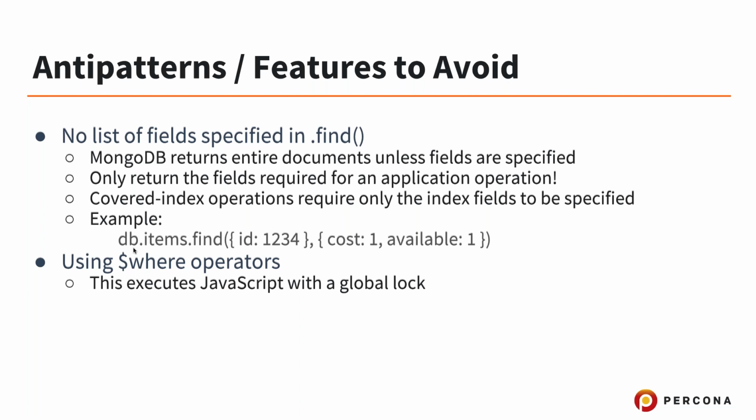In my example here, I'm specifying I want ID 1234. In the second braces, I have cost 1, available 1, which means I'm going to get 3 fields back, not 2, because the underscore ID field will be returned because that's the default index field that I mentioned earlier. You could say underscore ID 0 to get rid of it, and then it really would be 2 returned. But here, I'm just returning 2 fields. That's much easier on the network and the database to do.